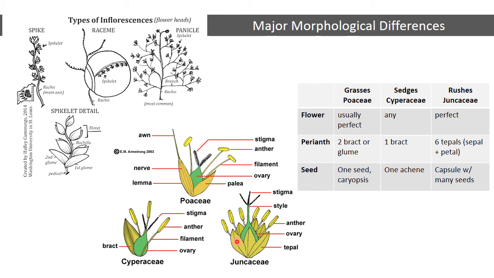The seed itself, if you have a specimen with seeding heads, is going to be just one little seed for grass, and usually one for Cyperaceae, or sedges, however they'll be a little bit larger. But with Juncaceae, or rushes, there are going to be many, many seeds in one little capsule.